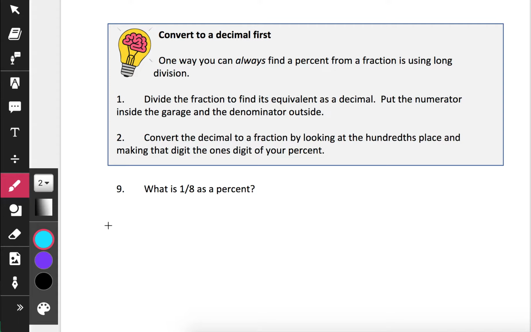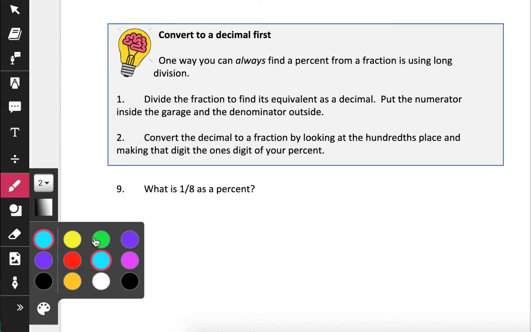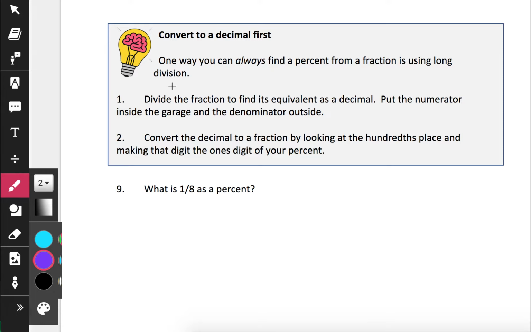Final way we're going to look at is you can always find a percent from a fraction by using long division and converting the fraction to a decimal. So the 2 steps are divide the fraction to find its equivalent as a decimal. Put the numerator inside the garage and the denominator outside. Then convert the decimal to a percent by looking at the hundredths place and making that digit the ones place of your percent. So let's take a look at an example.